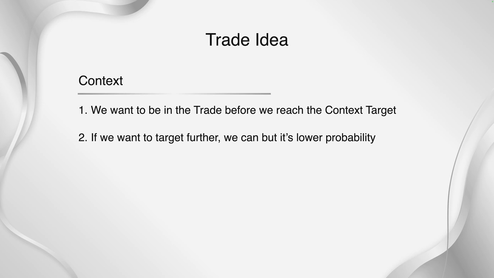So looking at this as well, if we are in a trade idea or if we are getting towards a trade idea, context here is very important. And the following two things are very important to understand. We want to be in the trade before we reach the context target. If we want to target further, we can, but it is lower probability. So what does this exactly look like on a chart?